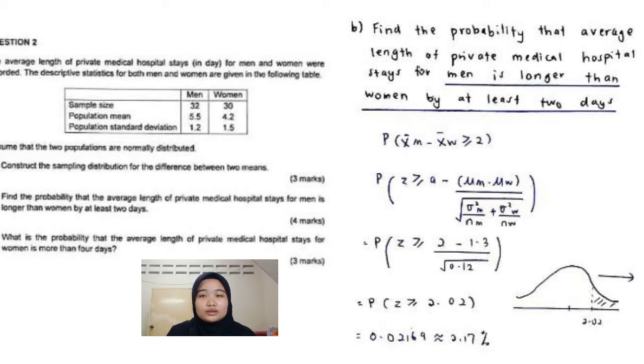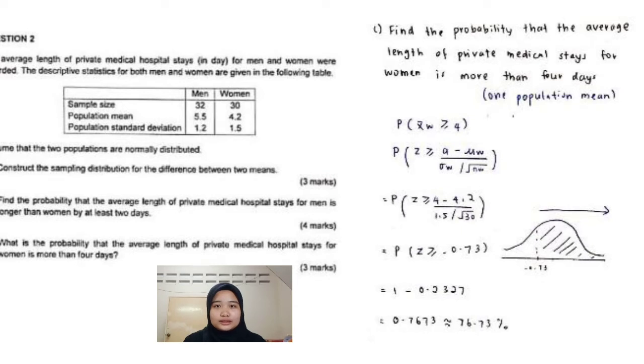We will get 2.02. We draw the bell shape and look up the value of 2.02 at table 3 statistical table and we will get the answer, which is 0.02169, or we can write it as a percentage, which is 2.17%.